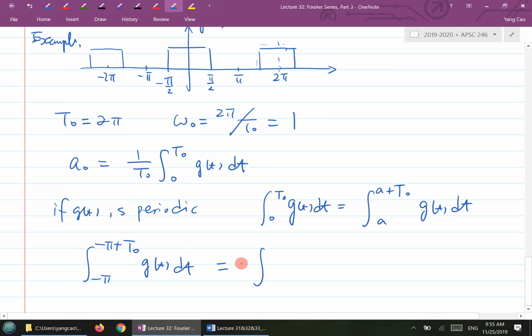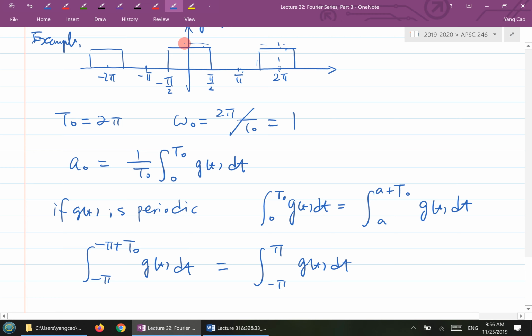But now this time, because T naught is 2 pi, the integral limits become negative pi to pi. So instead of integrating from 0 to 2 pi, you could also integrate from negative pi to pi. The reason I'm doing this is because negative pi to pi probably looks easier than 0 to 2 pi. It's actually the same, not too much of a difference, but it gives you a different perspective. You can still integrate from negative pi to pi for this g of t.